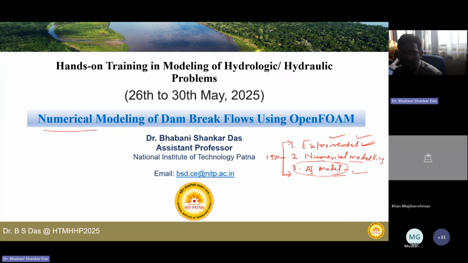What is going on in numerical models? Mainly whatever software we are using, because this is a hands-on training session. In this hands-on training session, we mostly focus on the software, how you can perform some analysis of hydrologic and hydraulic problems using software. But in each session, our focus is also the background of that software. How it is very simple: a 10th class student or intermediate student can use a software and get the result.